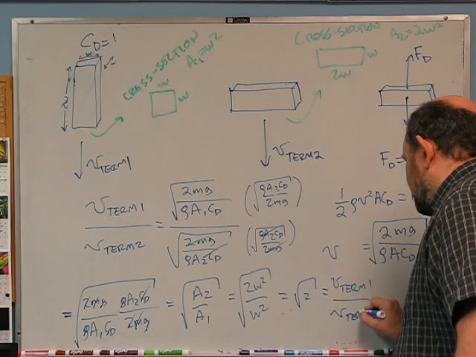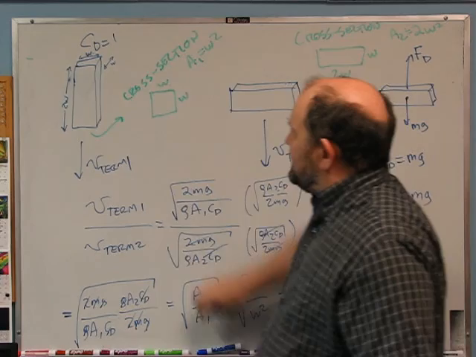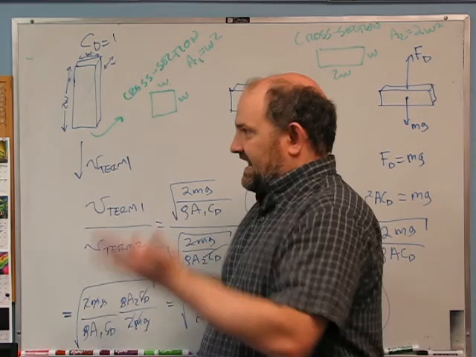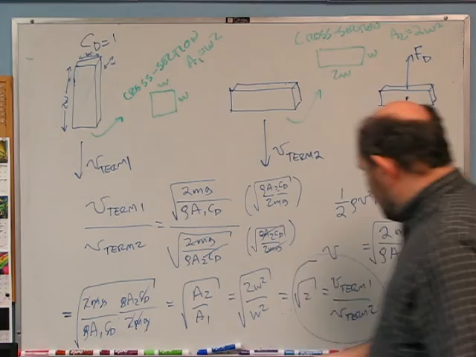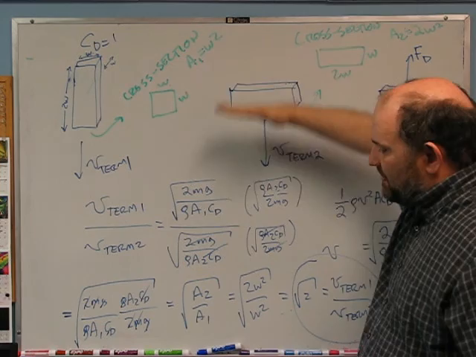So let's think about this to make sure it makes sense. Yes, when it's coming down, it's a little more streamlined like this because there's not as much area for the resisting air to push up against. It will actually be able to reach a faster velocity falling, 40% faster because root 2 is about 1.4, than in this case where it's falling more flat, right?